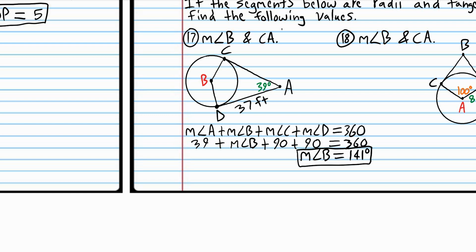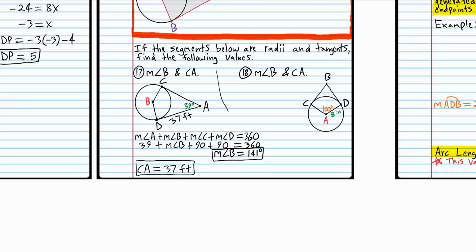And the other thing that we need is CA. CA is really easy. In fact, we probably should have done that first. This is a kite, so we know this side is 37, so obviously this side must be 37. And be sure to write the units. So CA is 37 degrees. All right, so it's pretty easy there.